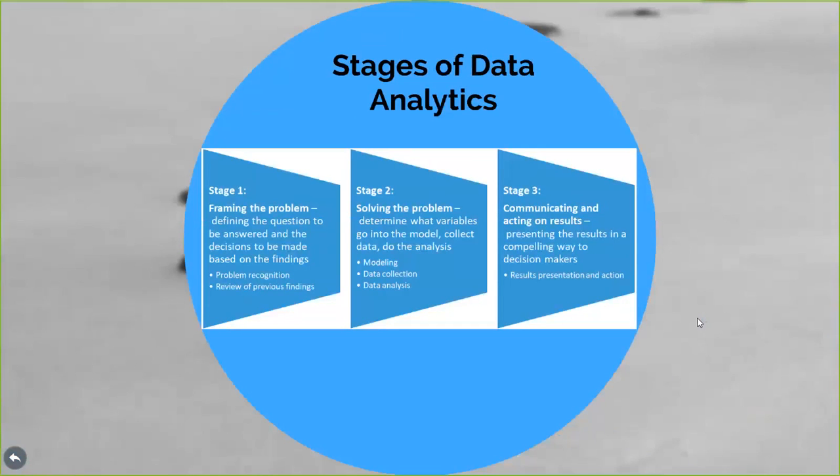Stage 1, framing the problem. This is where we define the question to be answered and the decisions that we need to make based on the findings. Within this stage, we recognize the problem and review the data or reports that we already have lying around. Our associations have been producing reports for a while. Take a look at those and see what the trends, issues, or situations others have seen. Or you can look outside of your own association to see if others have run into this issue before.